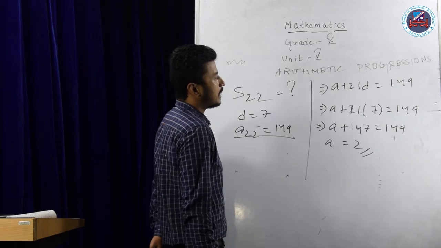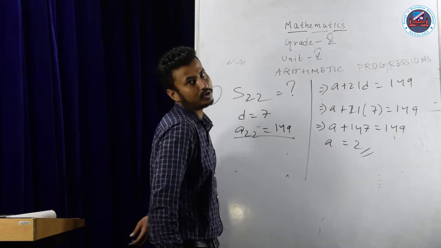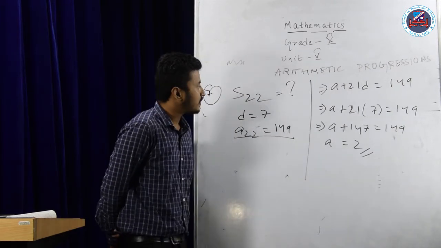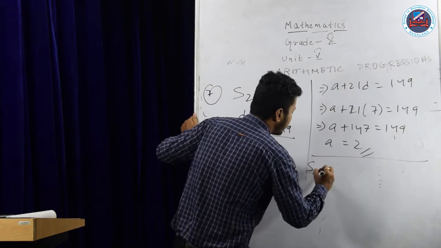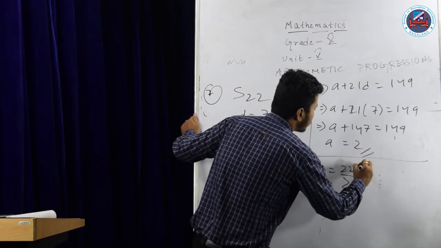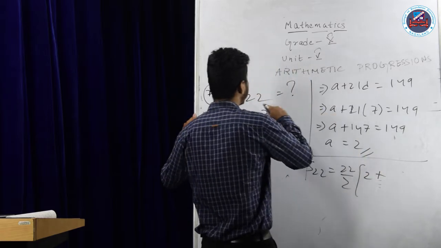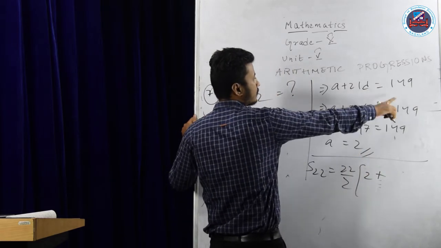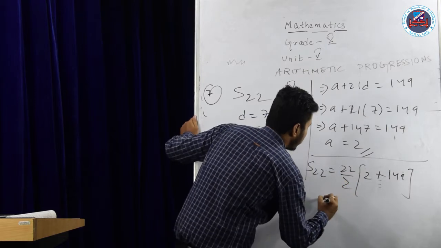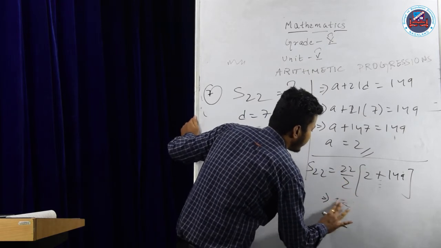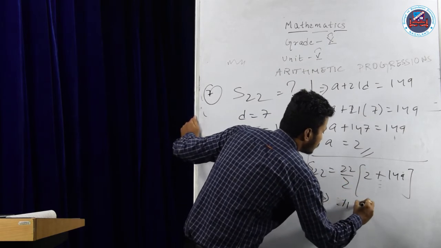Okay guys, what value of A did you get? A value is 2. Now what you have to find out? S22. S22 will be 22 by 2, 2 plus, what is the 22nd term? 149. That is 22 by 2, that is 11 into 151.